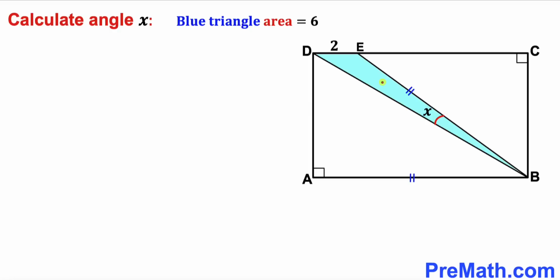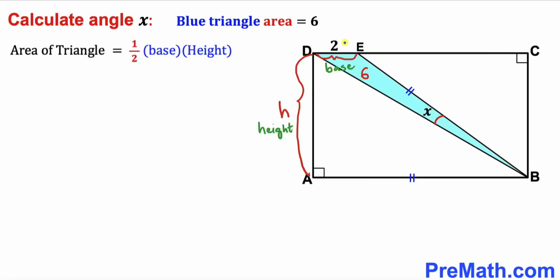And here's our next step. Let's focus on this blue shaded triangle DBE, whose area is 6 square units. And now let's recall the area of a triangle formula. Area equals a half times base times height. And in our case, our base is 2 units and our height is h. So let's go ahead and fill in the blanks in this formula.